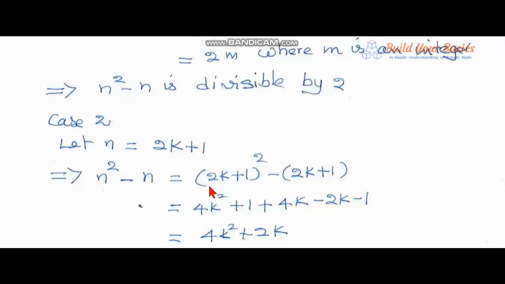a plus b whole squared, expand. 2k whole squared, that is 4k squared, plus 1 squared, 1. 2 times 2k into 1, that is 4k. Minus 2k minus 1, that is 4k square plus 2k. This plus 1 will get cancelled with minus 1.